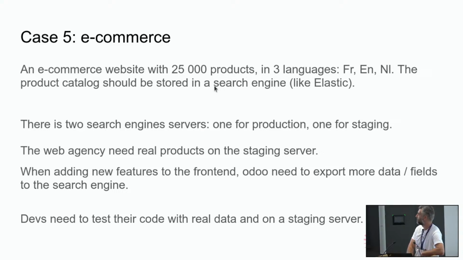So you have to publish the catalog in a search engine, like Elasticsearch, which is the most famous one. So you've got two search engine servers, one for production and one for staging, because you may introduce changes in how the products are described, and you don't want to break production. So you need real data on a staging server.